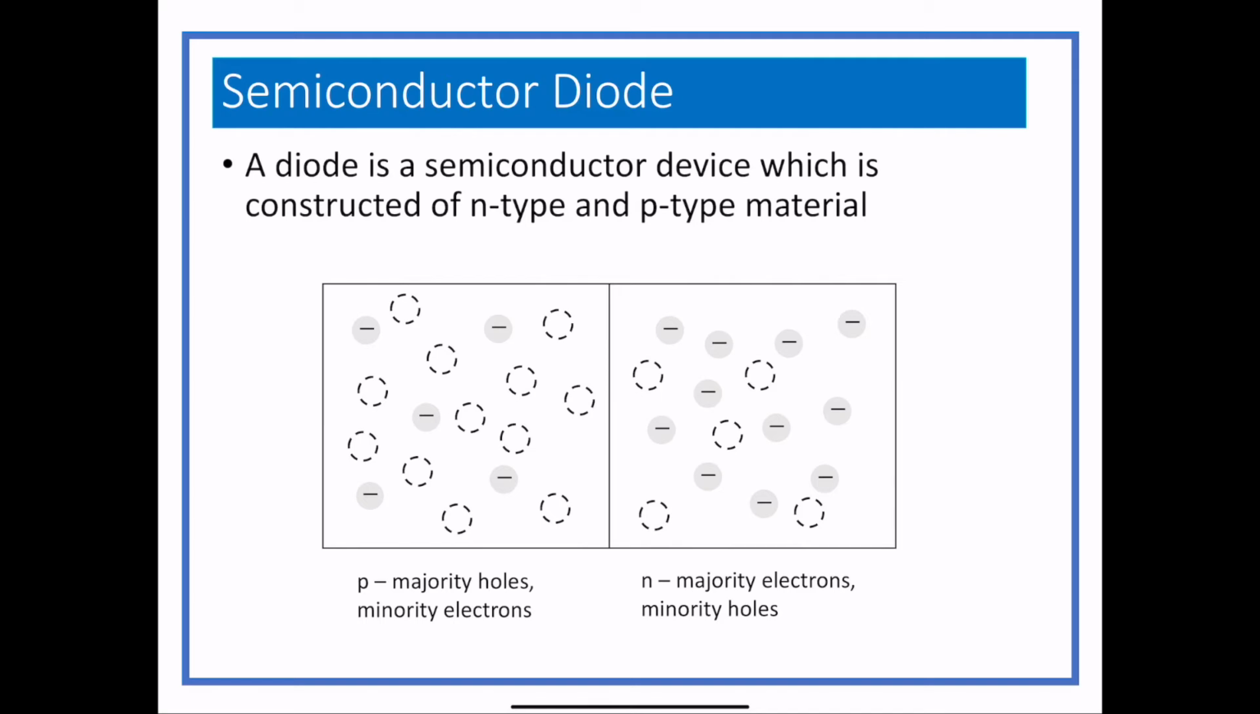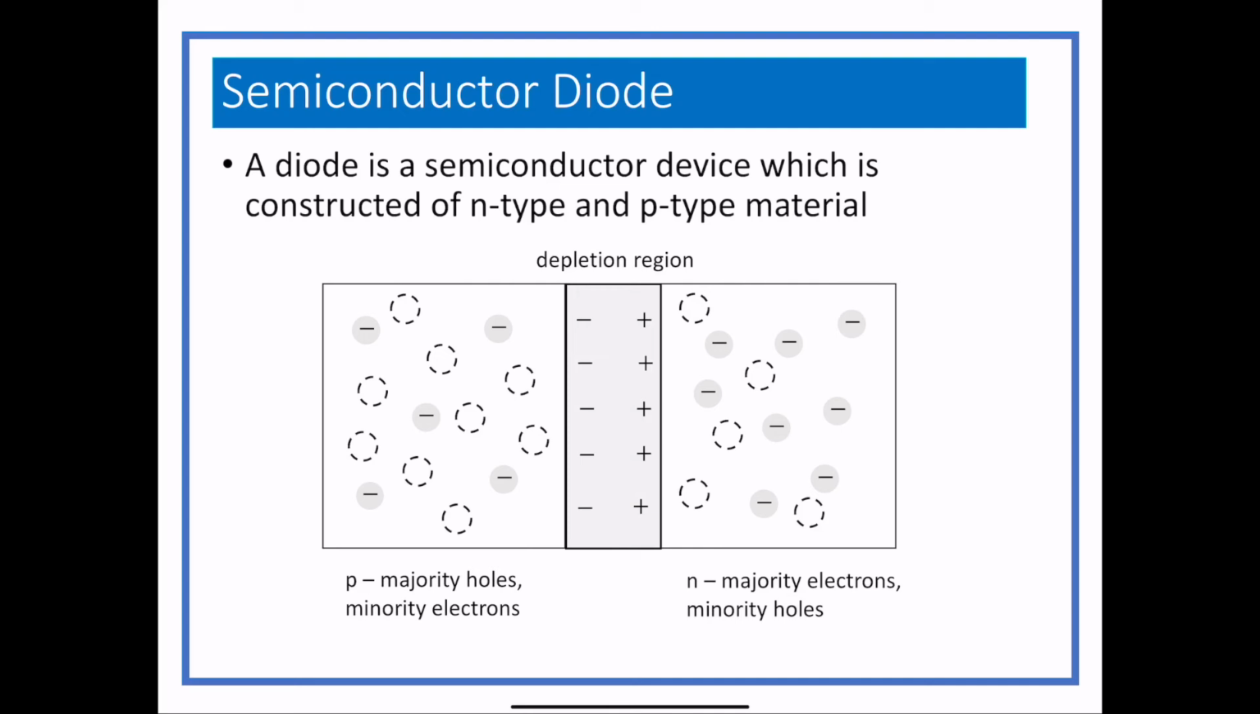What ends up happening is right at that junction, some of the electrons and some of the holes recombine because they're right next to each other. When that happens, that creates an area that has no charge carriers but does have an electric field, so it has a polarity. This is known as the depletion region. In the depletion region, there's a barrier to charges moving because it's polarized.